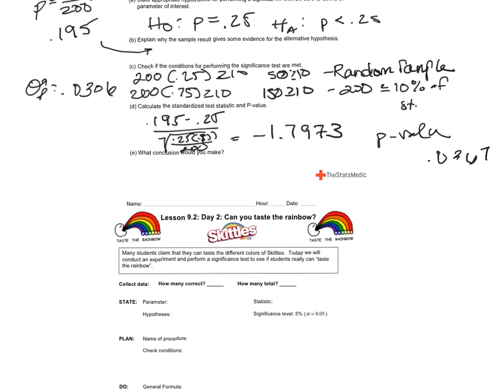I just don't think it likes when I try to write p-values. 0.0367. So we can conclude that there is convincing evidence at the 5% level against the null hypothesis because 0.0367 is less than 0.05.